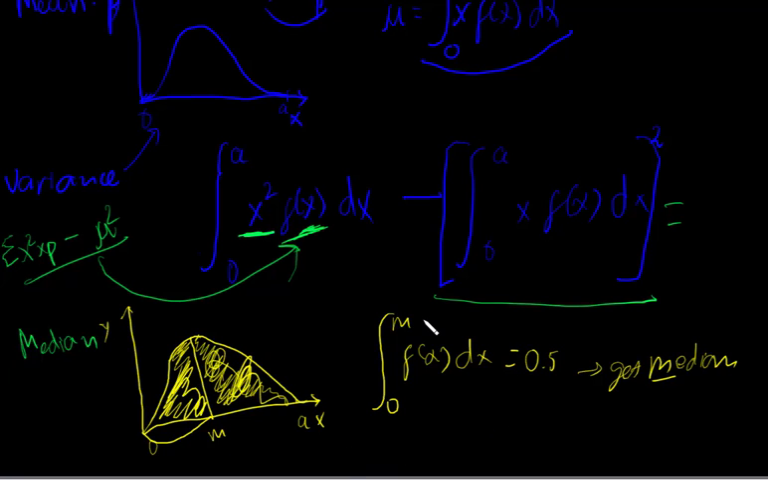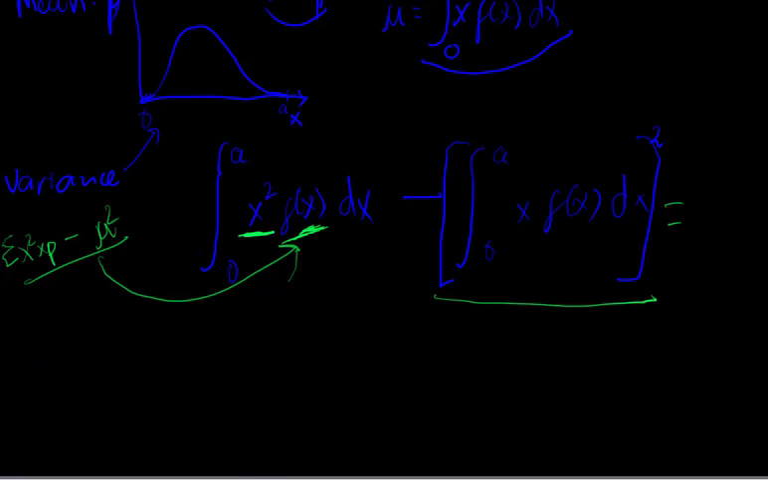And finally, for the mode, let me just delete this. For the mode, it is different because we no longer integrate, but rather we differentiate. We all know the mode is the one where there's the highest probability, right? So in this case, the mode will be this value.